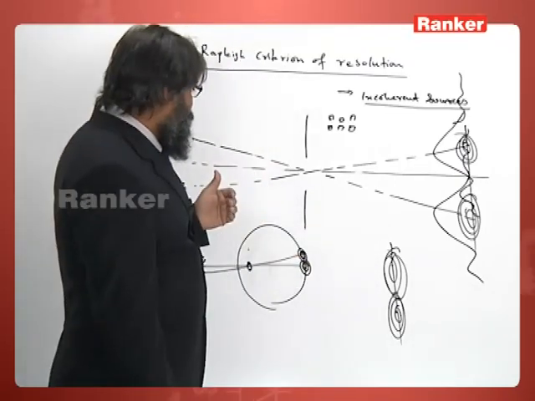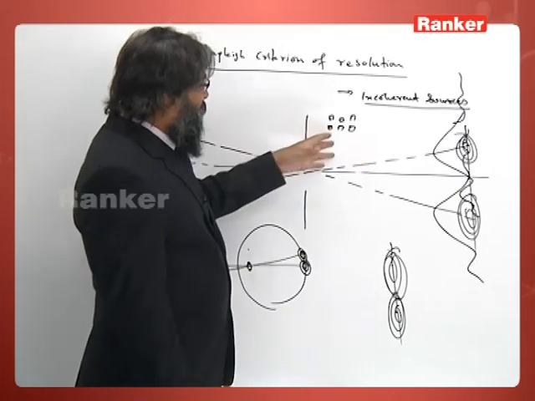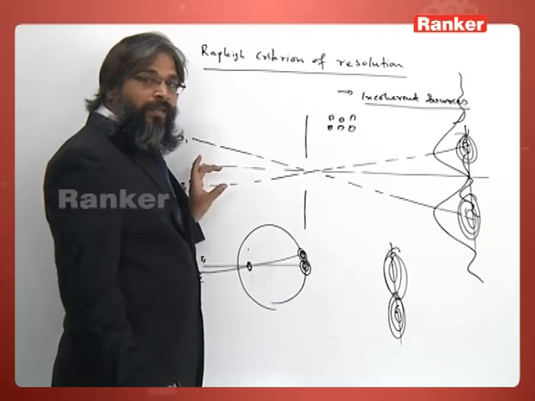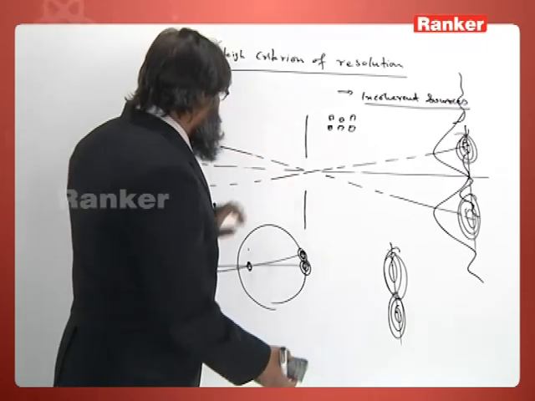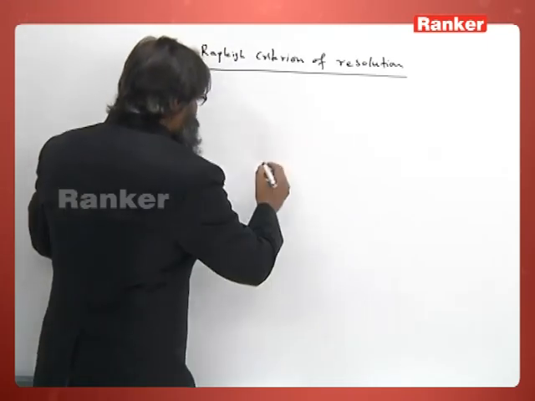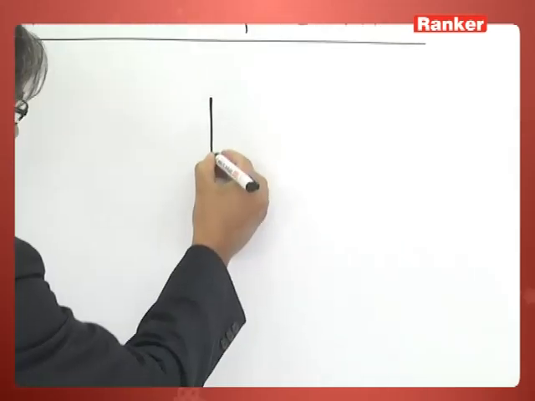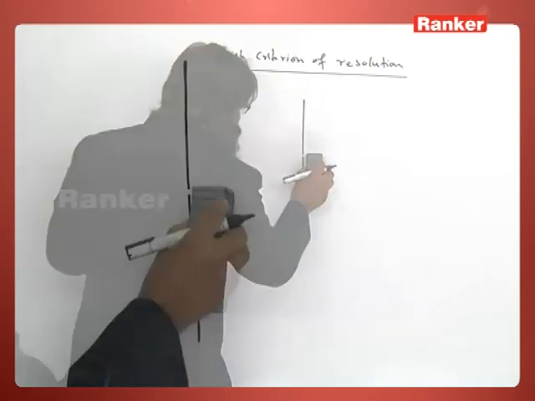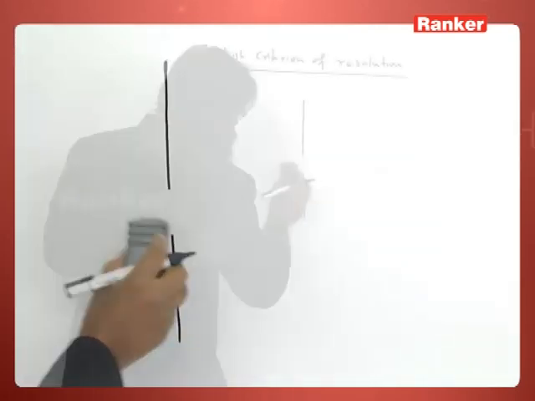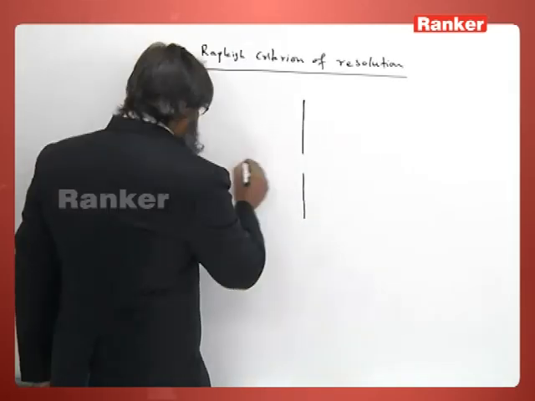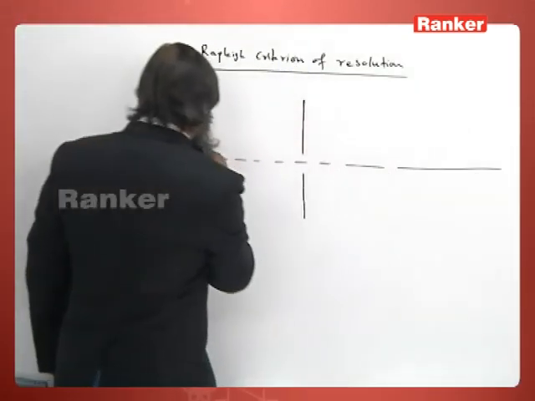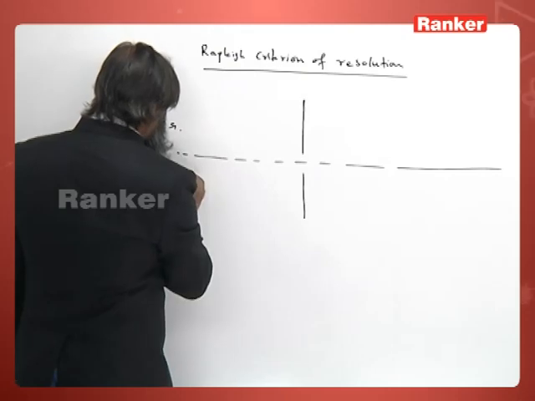Now let us see what the Rayleigh's criteria is to distinguish 2 points by a diffracting system. Suppose this is my slit, so I have to create a small opening. This is wide enough, and here I have placed S1 and S2.